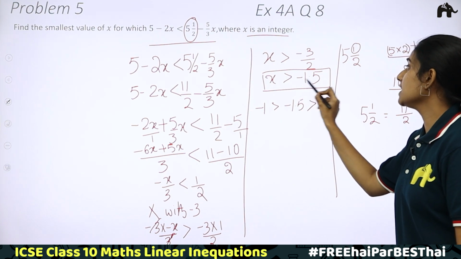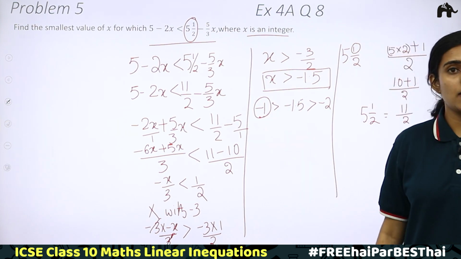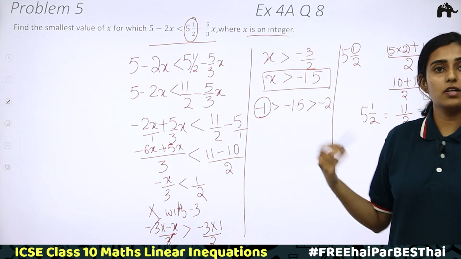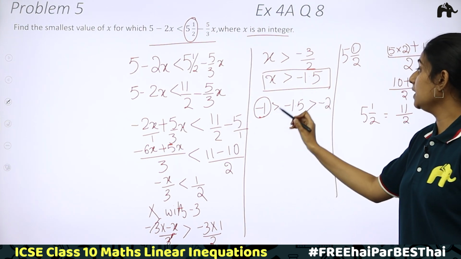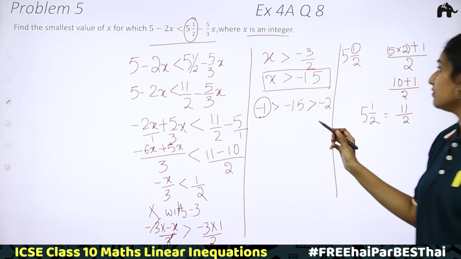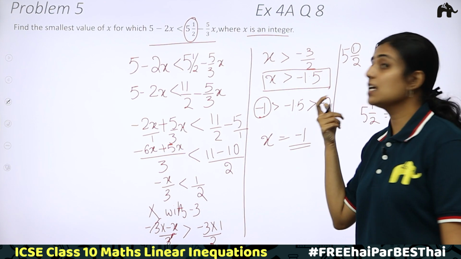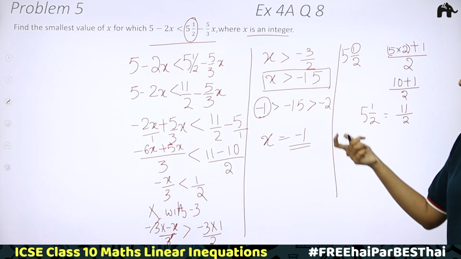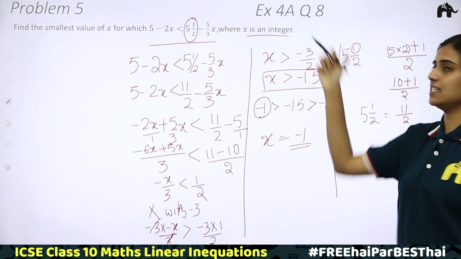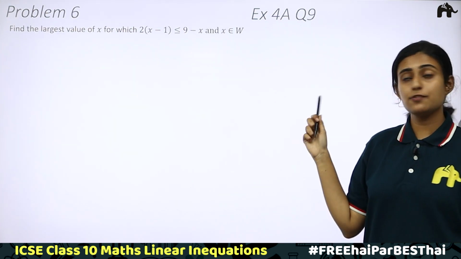Now x is greater than minus 1.5. That is, the value of x can be minus 1. X should be an integer. Minus 1 is an integer, but minus 1.5 is not an integer. X should be a number that is greater than minus 1.5 and an integer. So, the final answer is x is equal to minus 1, which is the smallest value of x such that x is greater than minus 1.5 and x is an integer. Clear? Problem 6.